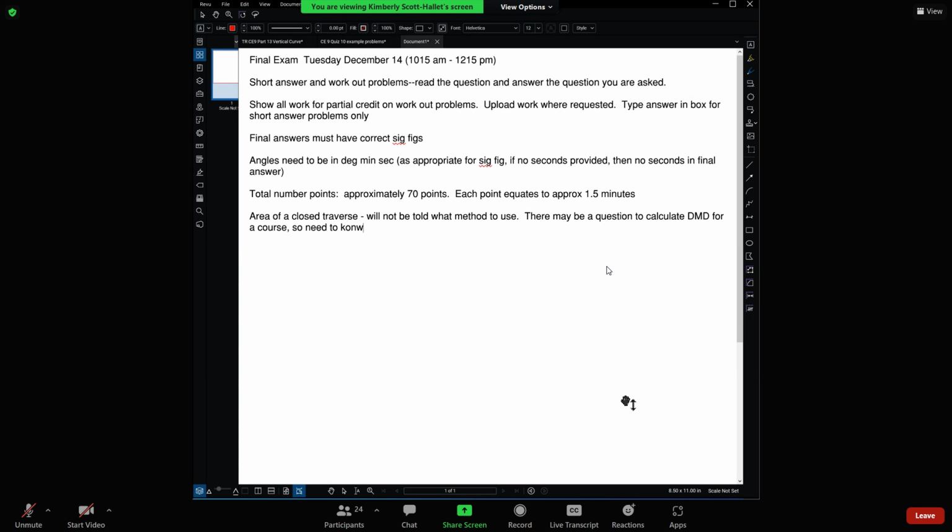So even though I won't tell you to use a double meridian distance, I may ask you what the double meridian distance for a course is. So you still have to know how to calculate a double meridian distance, but that does not mean that you have to solve the area using a double meridian distance. And hopefully, based on the information provided, it will be clear what the shortest method is for that particular problem. So this is going to be a workout problem.